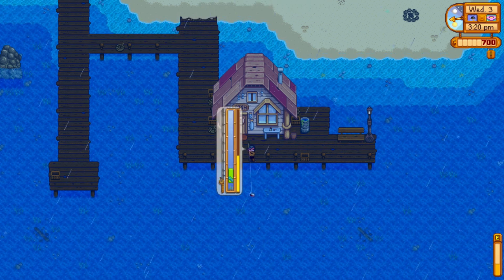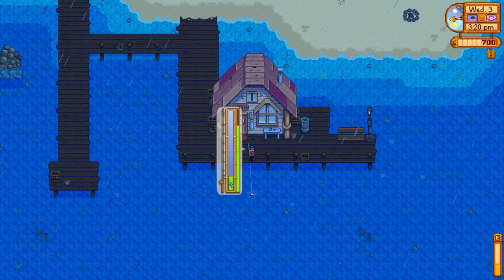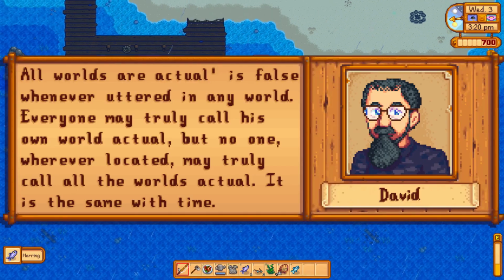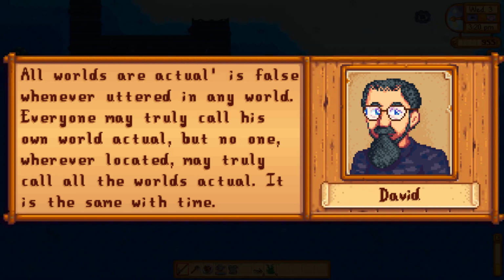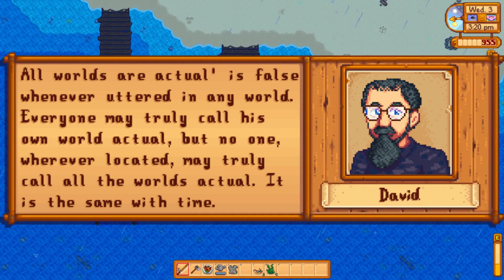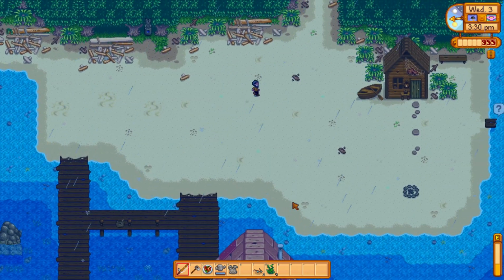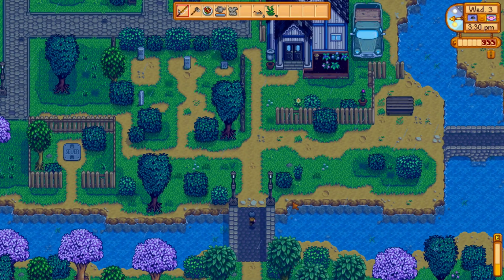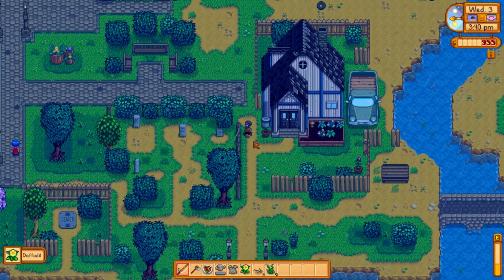Linking back to modal realism, there's thus a plurality of worlds that could be actual, although we can't say that all are. In Lewis's words, "All worlds are actual is false whenever uttered in any world. Everyone may truly call his own world actual, but no one, wherever located, may truly call all the worlds actual. It is the same with time." For example, when someone gives an indexical analysis of time, the fact that, at any time, we can say that this time is the present, doesn't mean that all times are always present.